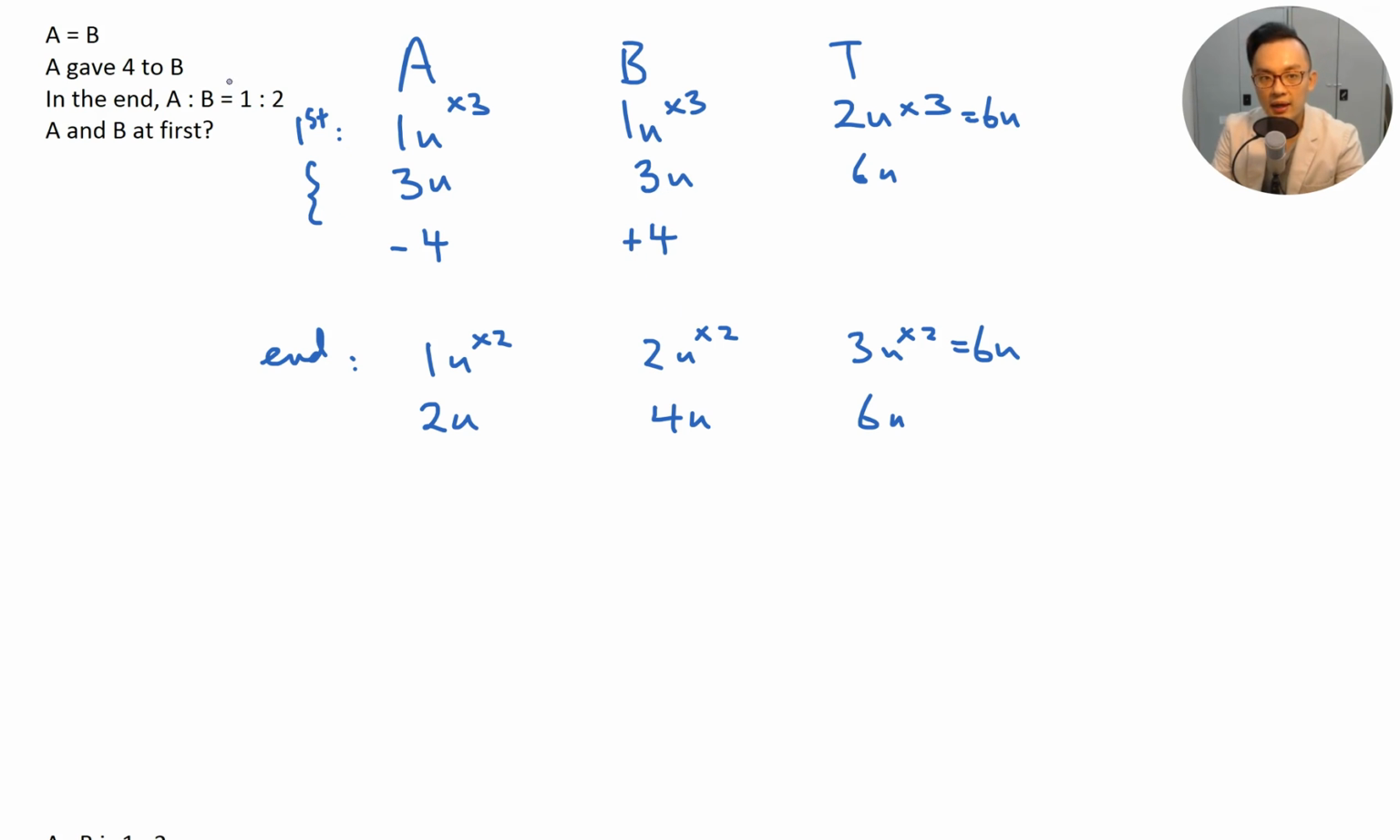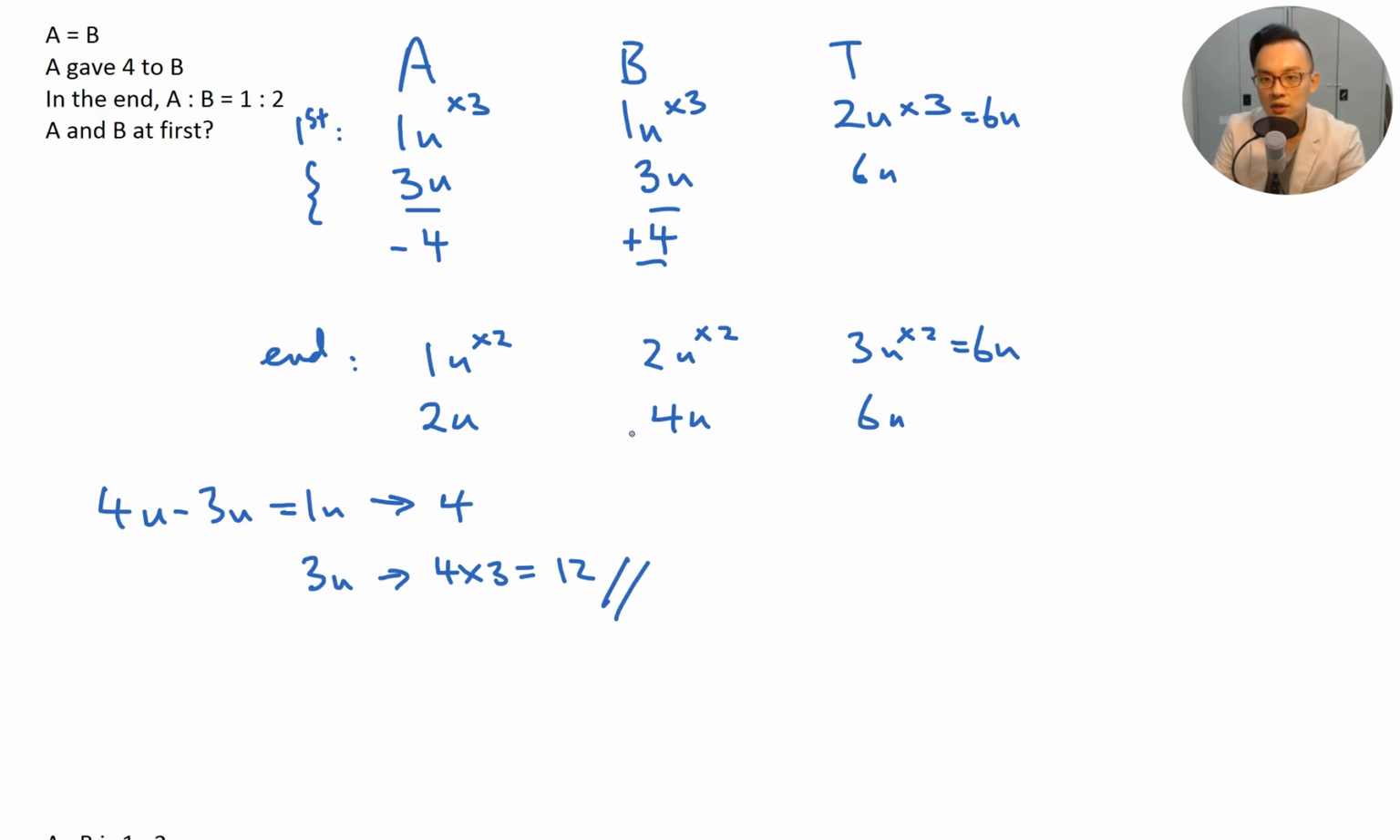Because A gave 4 to B, B was originally 3 units, now he has 4 units, so 4 units minus 3 units equals 1 unit, and this 1 unit is the 4. So that's how you get 1 unit is 4. A and B at first both had 3 units, so 3 units is 4 times 3, equals 12. They had 12 each at first. You can use A to solve it as well. A initially had 3 units, after that he had 2 because he gave 4 away. So 3 minus 2 is also 1 unit, and 1 unit will be 4 as well.